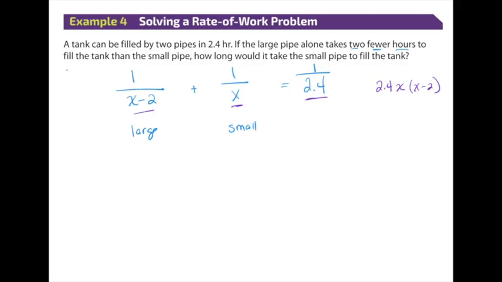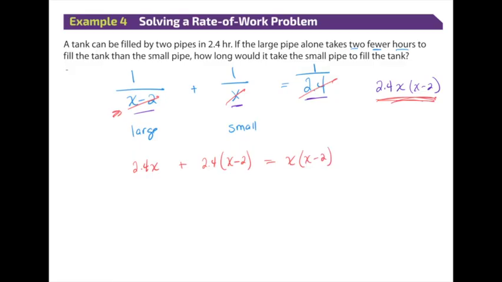So all the way over here on the left, if I multiply this by my denominator, my x minus 2 will cancel, and I will have 1 times 2.4x, right? In the middle here, if I multiply it by this, my x will cancel, and I will be left with just 2.4 times x minus 2. And then all the way on the other side of the equal sign, if I multiply by that denominator, my 2.4 will cancel, and I will be left with x minus 2. All right?